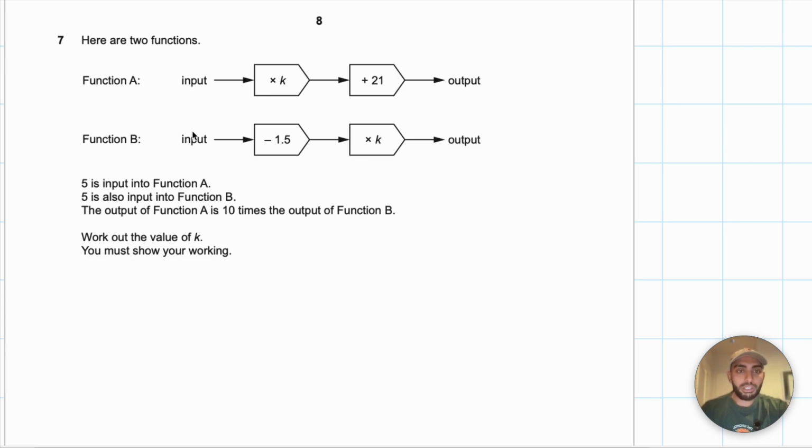5 is input into function A. 5 is also input into function B. The output of function A is 10 times the output of function B. So this is saying this one is going to be 10 times larger than this one. Work out the value of k.